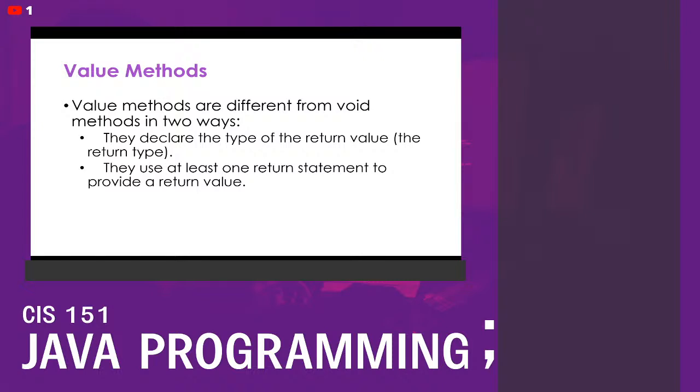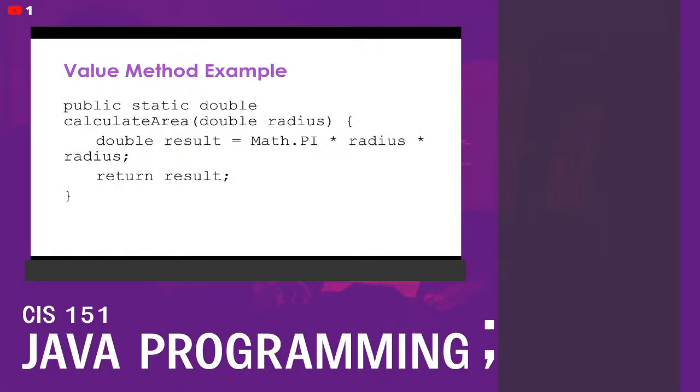And these value methods have to utilize a return statement to provide a return value. So when we put that all together, what we have ends up looking something like this. Right? So in this example here, we have pi times radius squared, right? So this is a little area of a circle value method here.